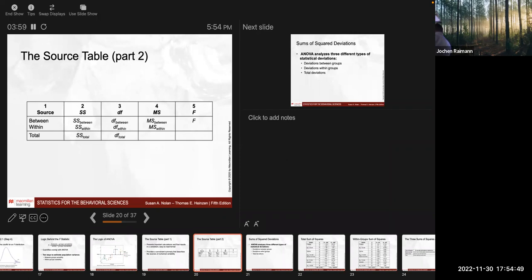The mean squared error between is basically the sum of squares between divided by the degrees of freedom between. The mean squared error within is the sum of squares within divided by the degrees of freedom within. The F is where the variance kicks in. MS is nothing else but the variance. So the F is your MS between divided by your MS within. That's your variance between and your variance within.